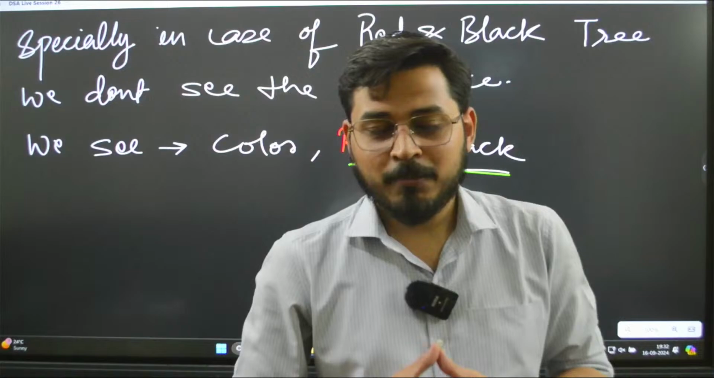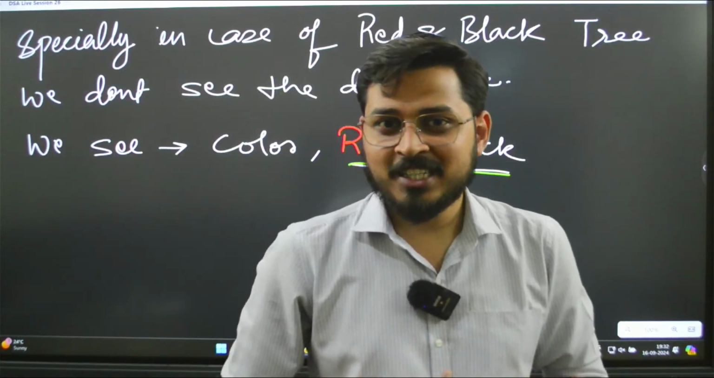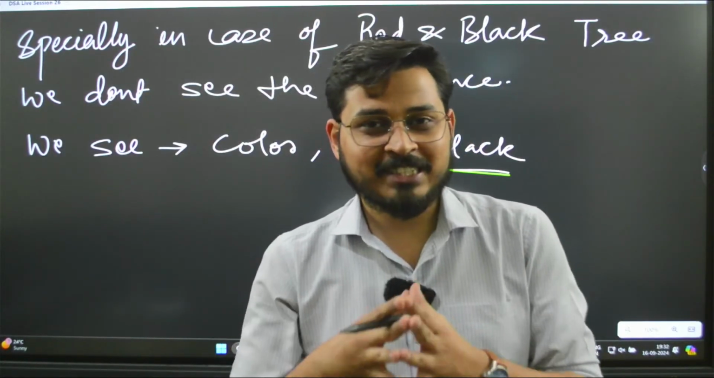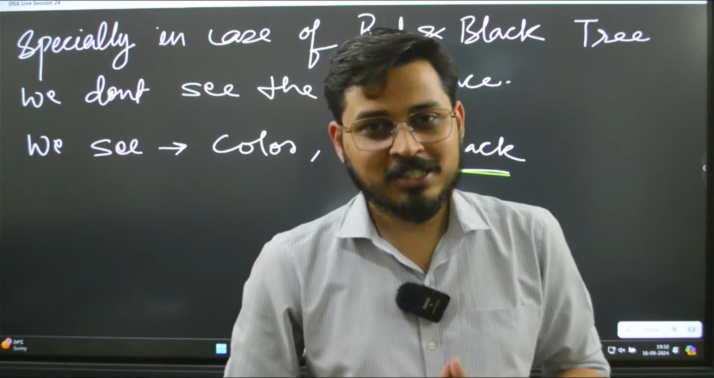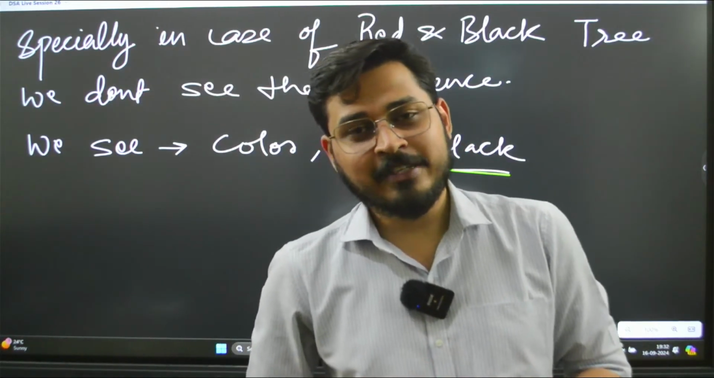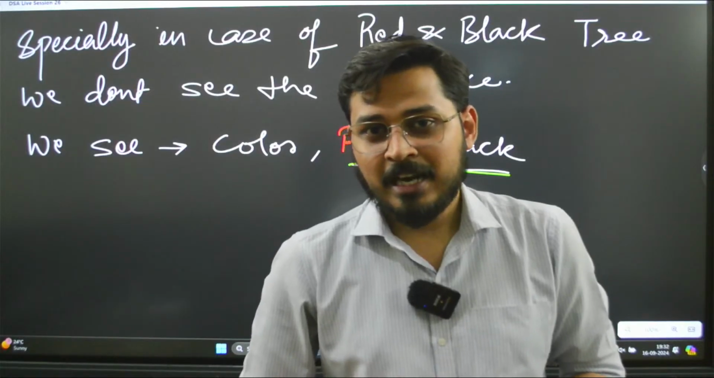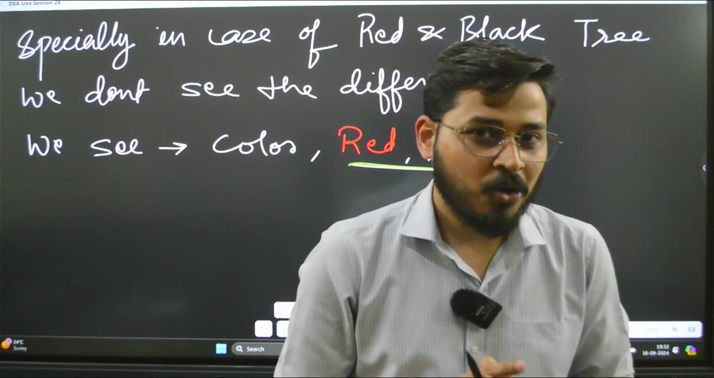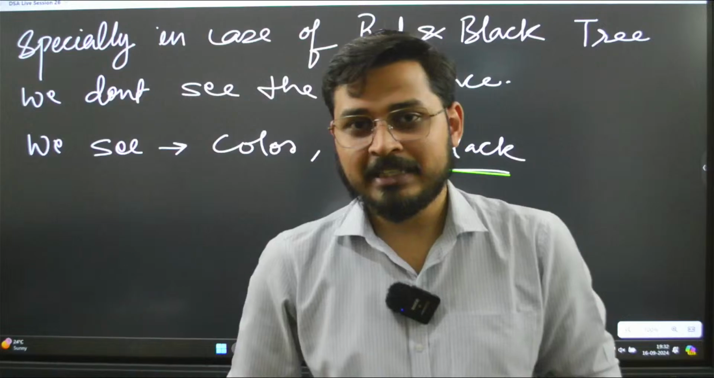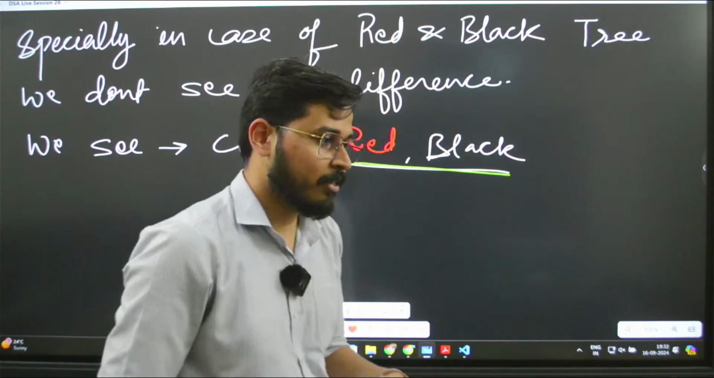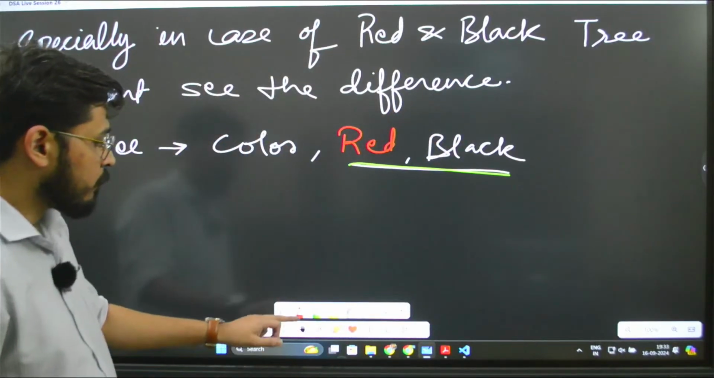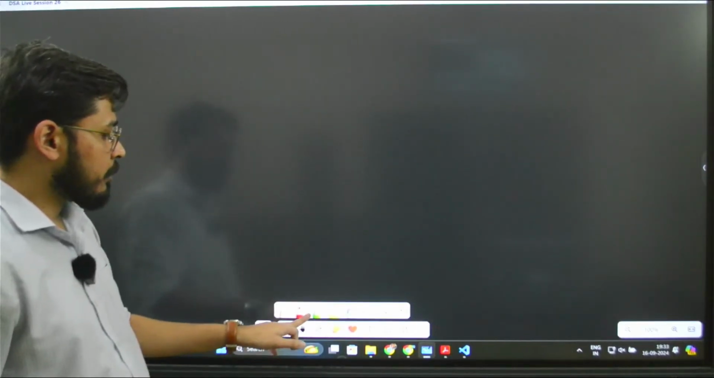Why? Because here that property has been changed into the way that we see colors. There are some rules that you need to follow for seeing the colors, and that will decide if the tree is balanced or not. So let us, guys, go ahead and see that really quickly. There are some rules to this. Let us try to understand that.